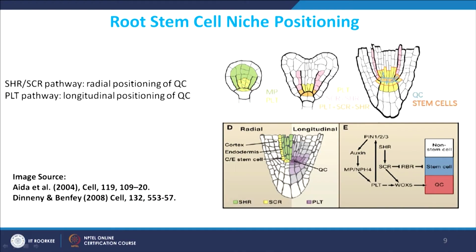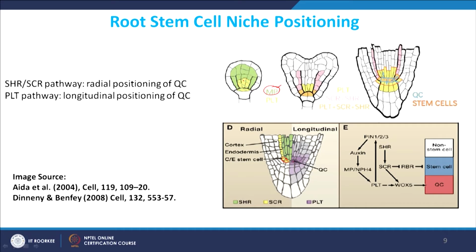This suggests that they might be working independently for regulating stem cell niche positioning in the root apical meristem. Okay, so if we combine here, what you can see is that there are two pathways, the short root scarecrow pathway and the plethora pathway. The short root scarecrow pathway is basically helping in positioning the QC in a radial manner, and radial manner is basically in this manner. So if you look, this is the QC, and short root proteins are expressed here. If you look at this picture, this is the expression pattern of the genes. This MP we will talk about maybe later on. This is a kind of gene which is regulated by auxin, and auxin is a very important hormone which plays a very important role in root development.